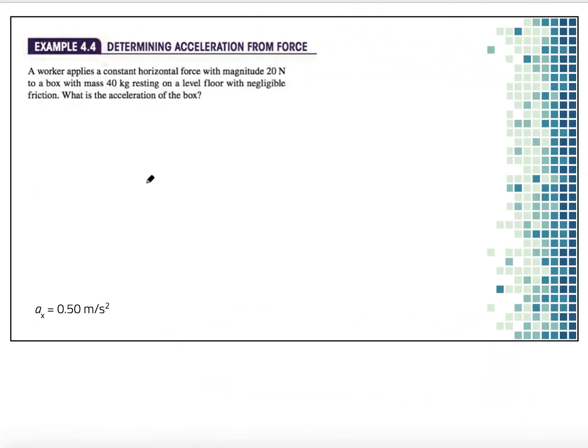To follow up our longer problem, we now have an easy problem. So if I have a constant horizontal force with a magnitude of 20 newtons on a box that has a mass of 40 kilograms on a level floor, so that just means that I'm talking about a box that looks like this, where I'm applying a force. What is the acceleration of this box?